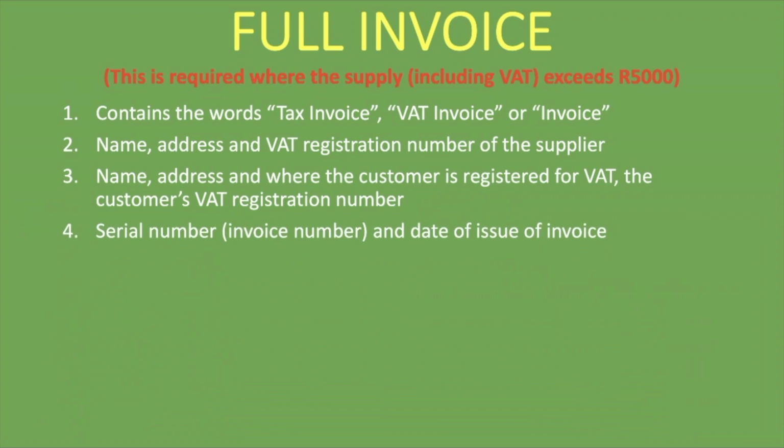The fourth one here is the serial number or the invoice number, and the date of issue of the invoice appears on the invoice as well. So this is usually the invoice number. It needs to have that number and the date of issue.